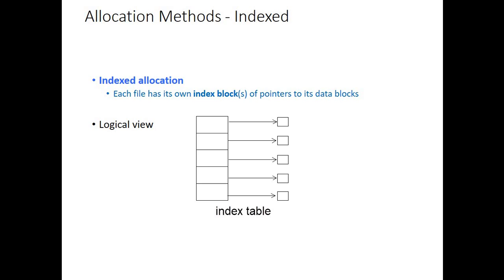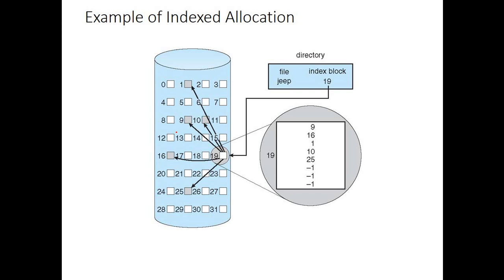Another method of file allocation is indexed file allocation. In this, each file has an index table holding the list of pointers to the data blocks. See this example: Jeep is a file name. It has an index block stored in block number 19. Block number 19 holds the list of blocks where the file is stored: 9, 16, 1, 10, 25. These are all the five blocks used by the file Jeep to store its information.